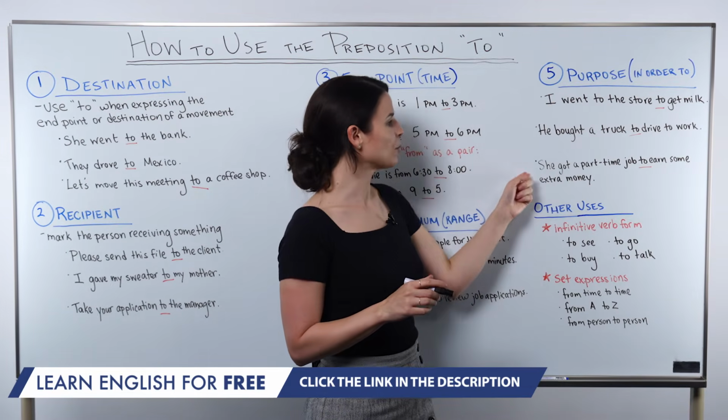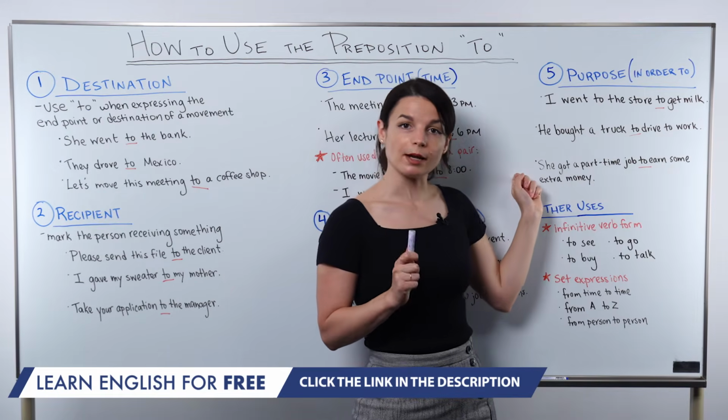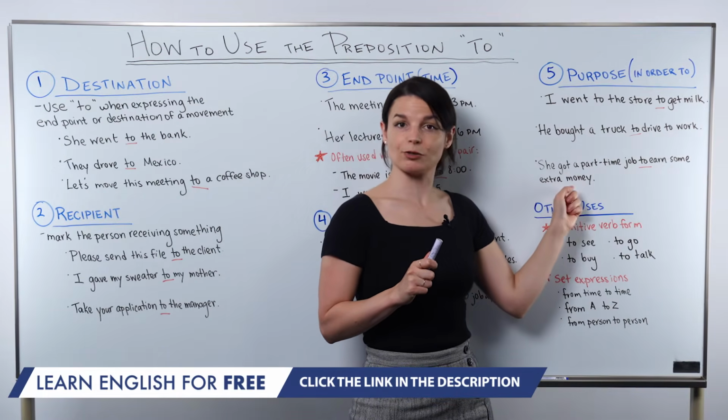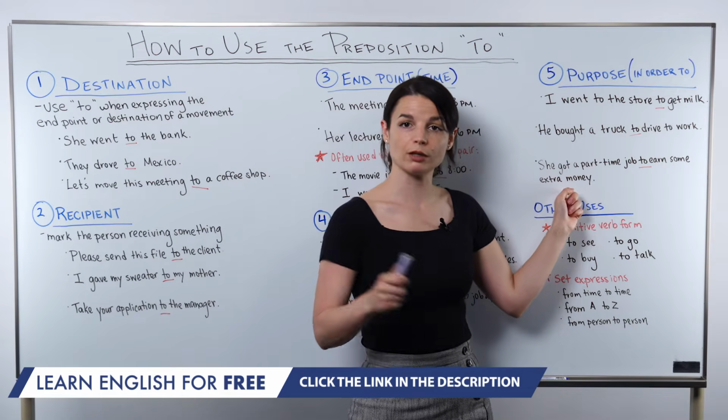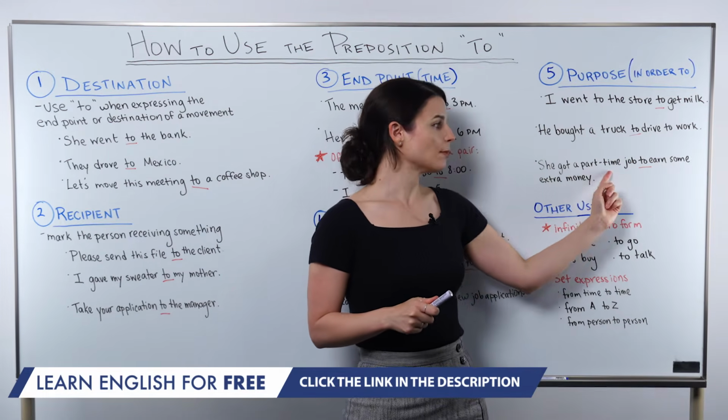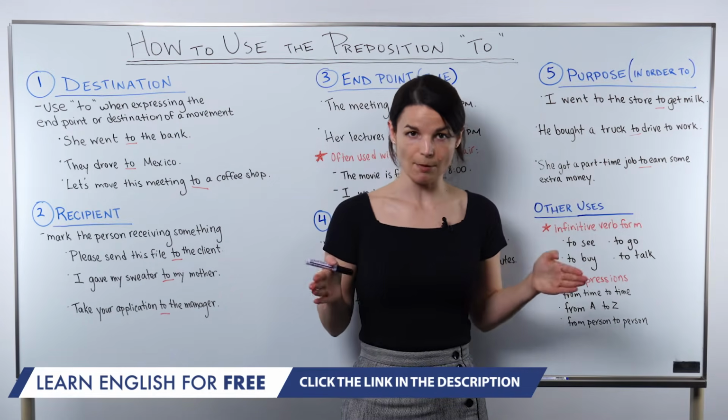Okay, let's look at one more example. She got a part-time job to earn some extra money. Again, we have a simple past tense statement. She got a part-time job. Why?